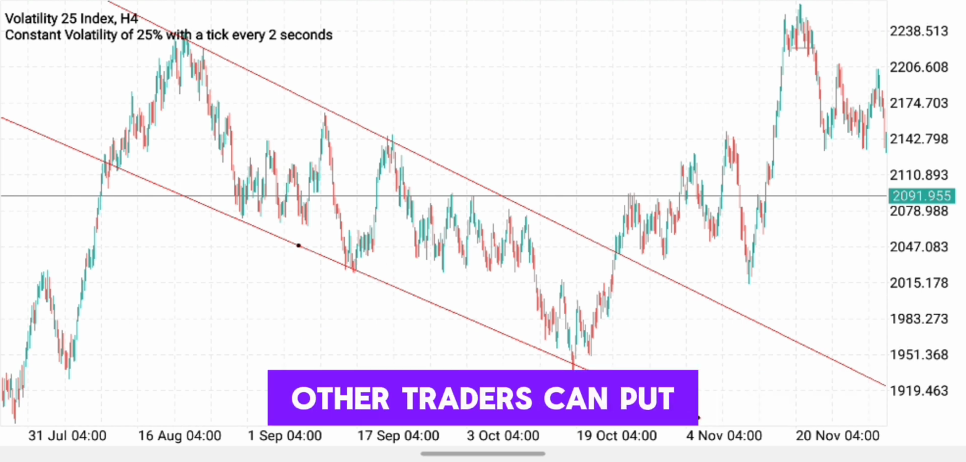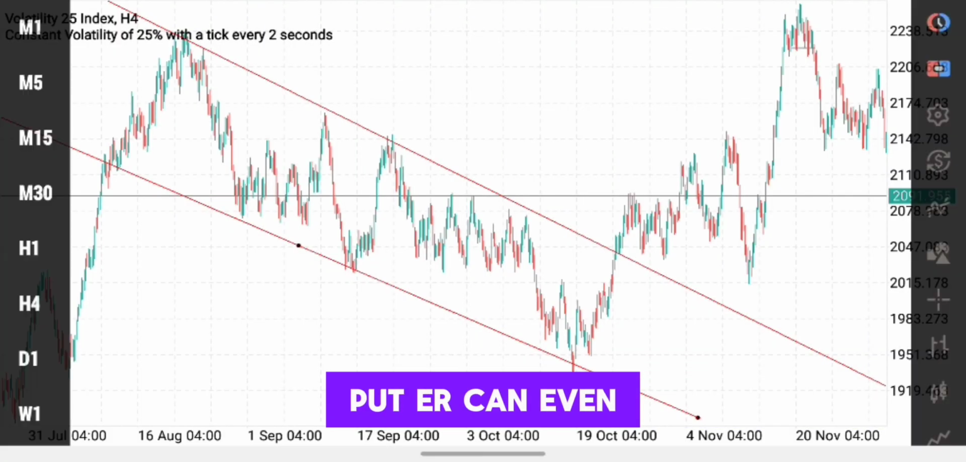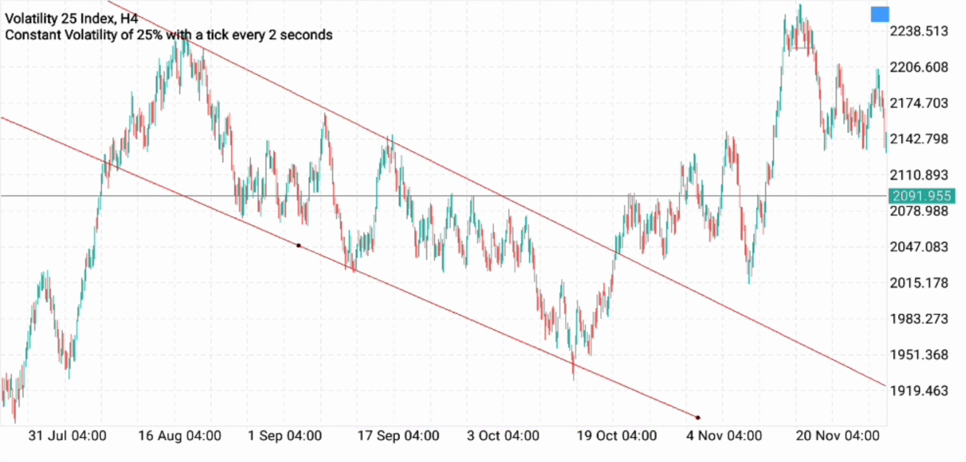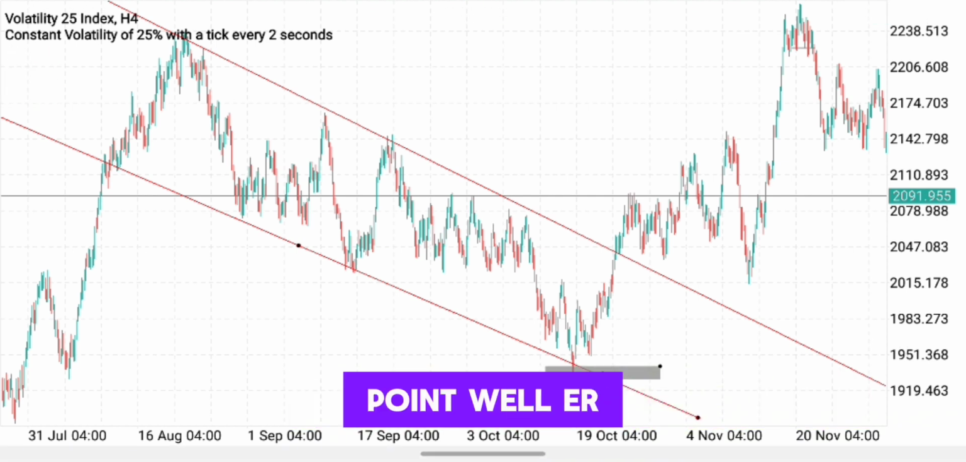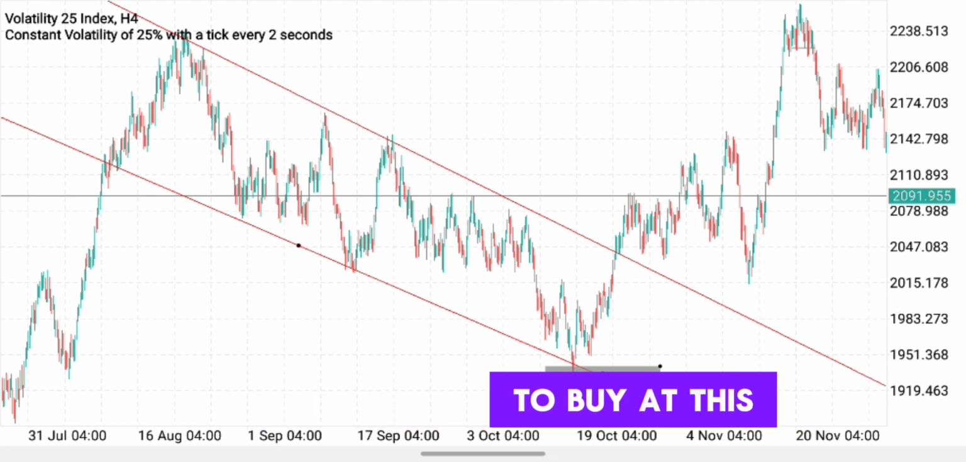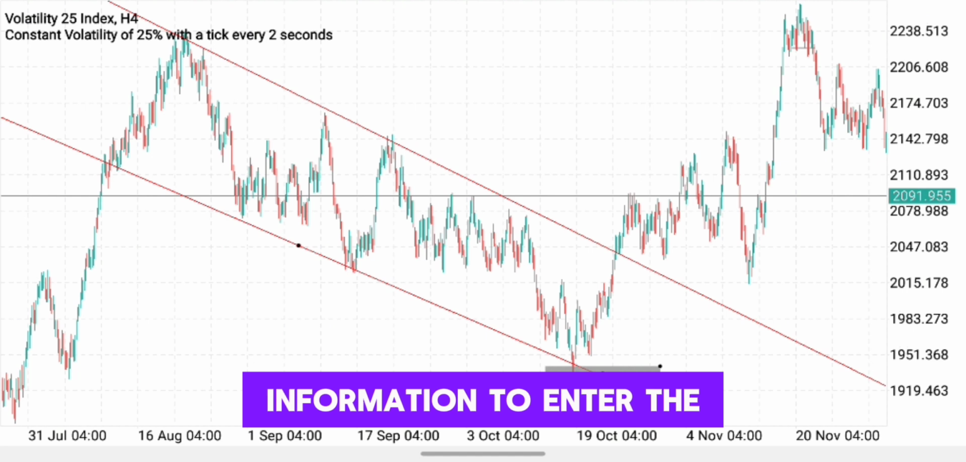Other traders can even buy at this point. Let me put an order block at this point. Well, I wouldn't recommend you to buy at this point, because you don't have enough information to enter the market.